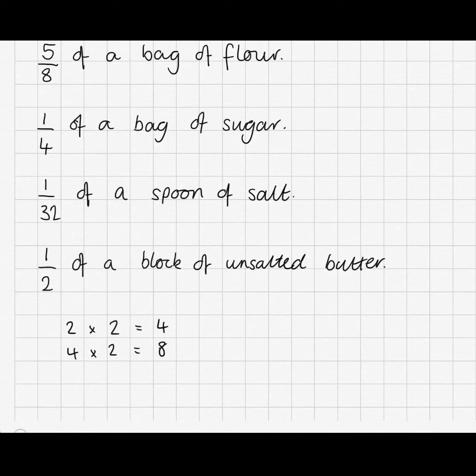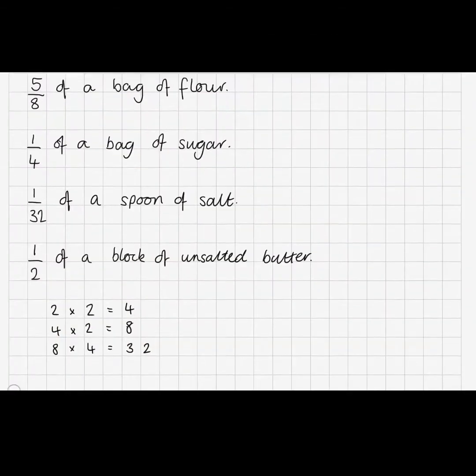So what I'm doing now, I need to find the lowest common denominator. And I do that by working out which denominator all the other denominators can fit into. So I know that 2 times 2 is 4, 4 times 2 is 8, and 8 times 4 is 32. But there, I've used all of my denominators. So I know that my lowest common denominator is 32. Because if I went any lower, I wouldn't be able to fit 32 into it.